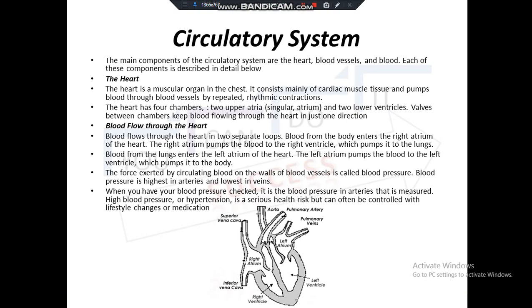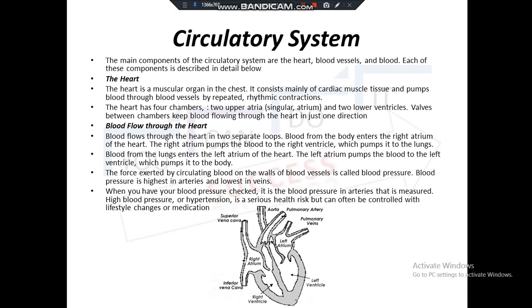Alright, so let's start. So in this video we are going to cover the circulatory system. The main components of the circulatory system are the heart, the blood vessels and blood. Alright, so first of all, the heart. It is a muscular organ in the chest. If you want to understand its size with the help of your fist, if you close your fist, the heart is about the size of your fist.